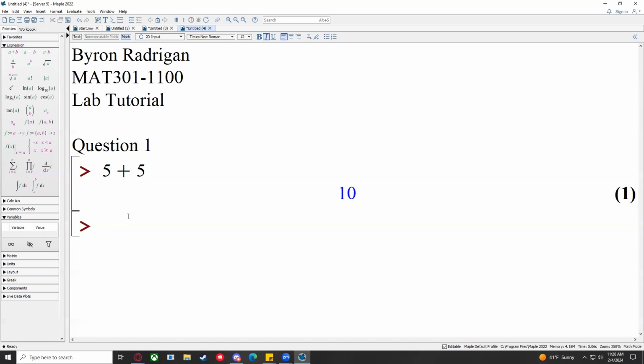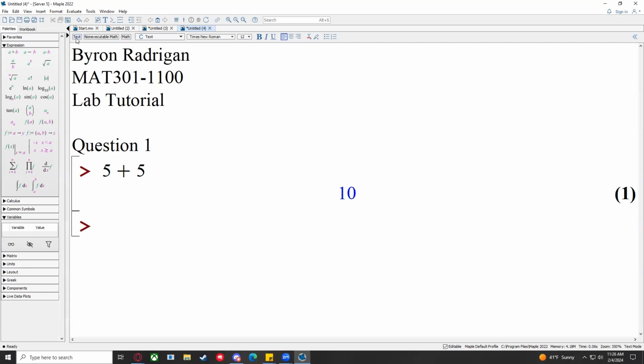Anybody not understanding so far? Just want to get a pulse of the room. Hey, Professor, quick question. How did you get the name up there? Yeah, so I just changed this thing to text. So from math, I swapped it over to text, and then I just wrote my name. Okay.